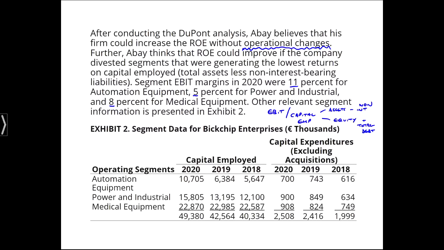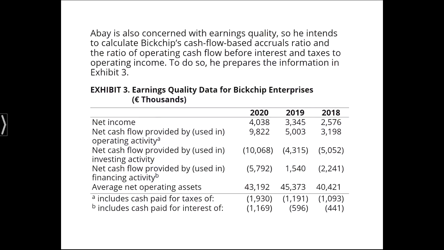Now, when I look at this, I've got capital employed, I've got EBIT margins, but I haven't got EBIT itself. So really, therefore, I'm not going to be able to do that computation. So I'm going to have to think a bit creatively here when I look at it. He wants to remove the ones with the lowest returns on capital employed. Well, chances are the lower returns are going to be either our industrial or our medical equipment. But we'll have a look at that in just a little while.